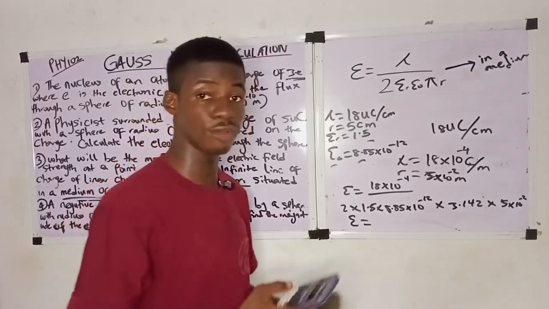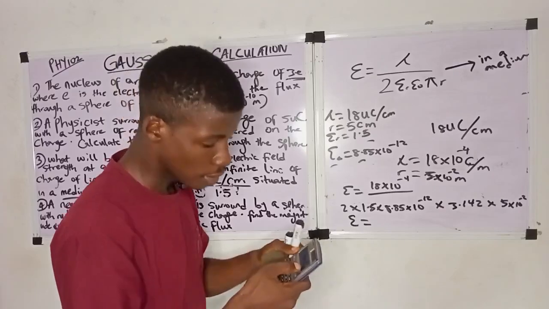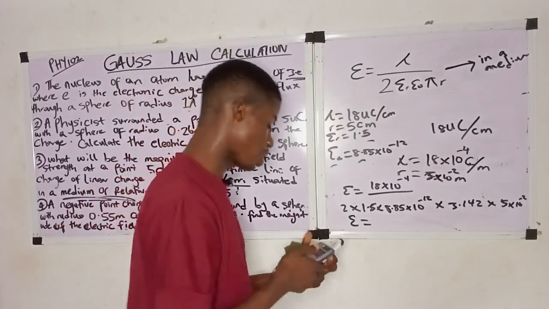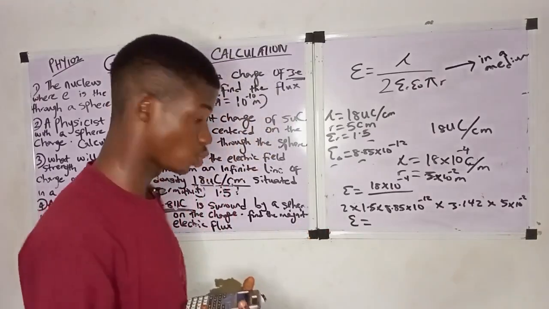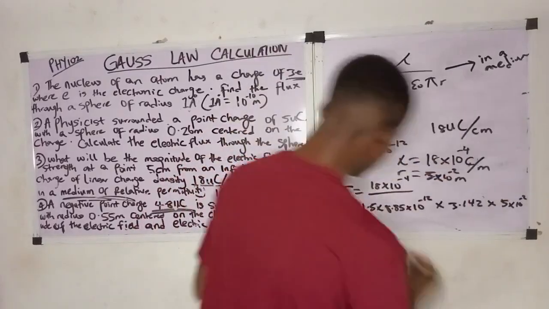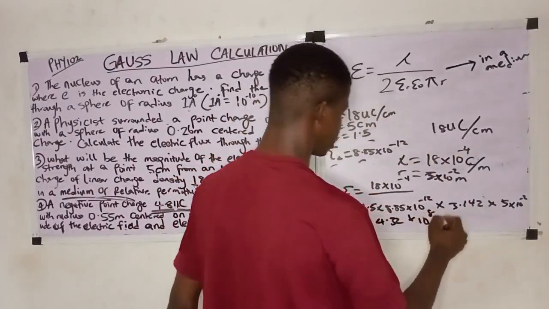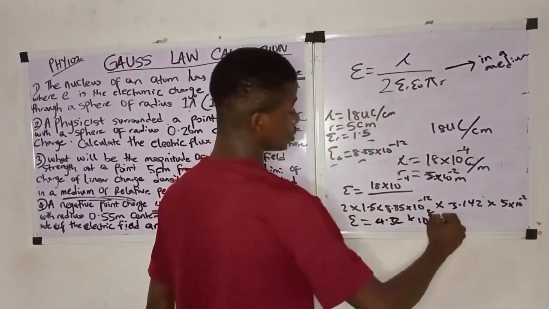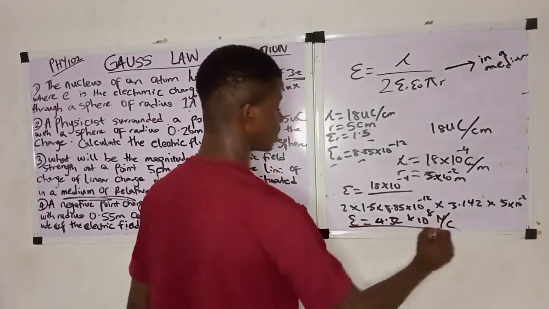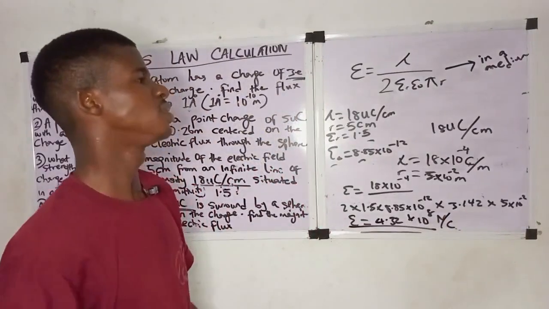So if we do it, our electric field will be 4.32 times 10 raised to power 8. The unit for electric field is Newton per coulomb. So this is the answer. This is our electric field. That is just it.